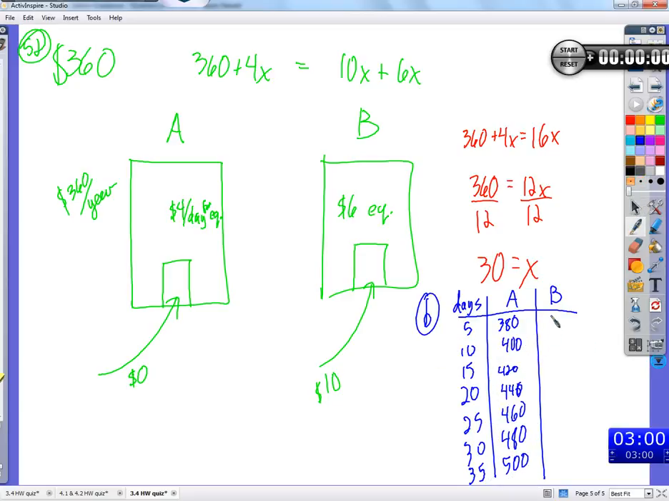All right, how about scenario B? 80, 160, 240, 320, 400, 480, and 560. So you see, this is costing way less money than the early days, and as more days go by, this guy's spending more every day than this guy is. We're getting close. They even out at 30 days, and then past 30 days, this guy's going to pay more.